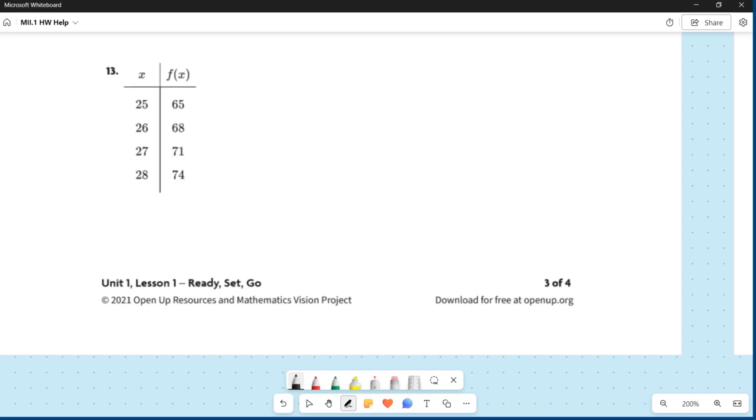So here we have x values increasing by 1: 25, 26, 27, 28. And each time we've got 65, 68, 71, 74. Well, each time they're going up by 3. The rate of change, m, my slope, is essentially saying, each time I increase my input, what happens to my output? And each time it's 3, so my rate of change is 3. Final answer.